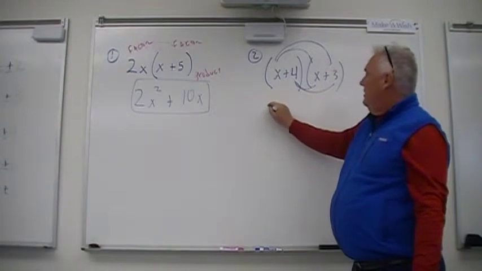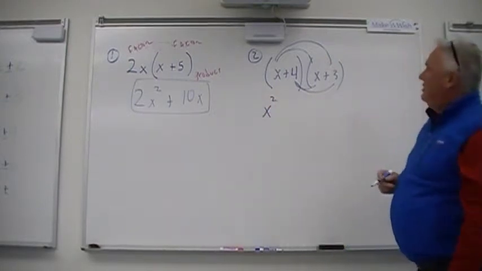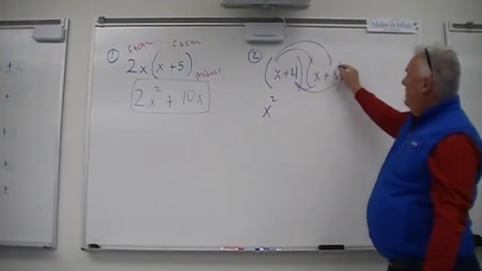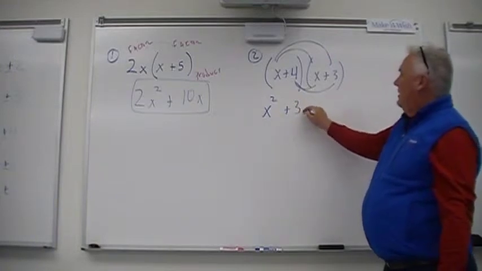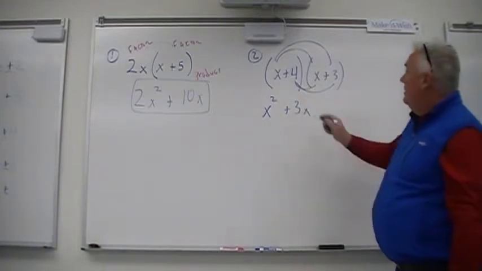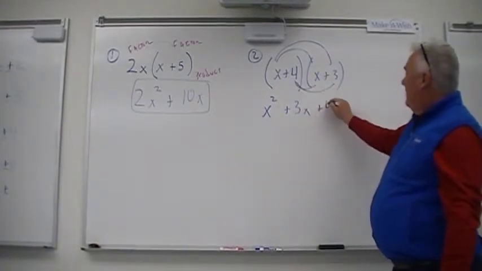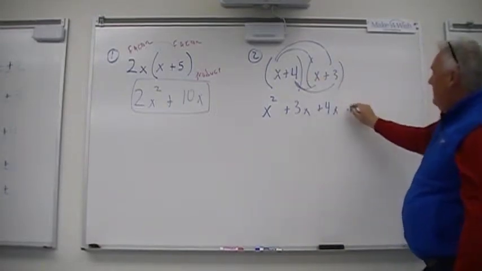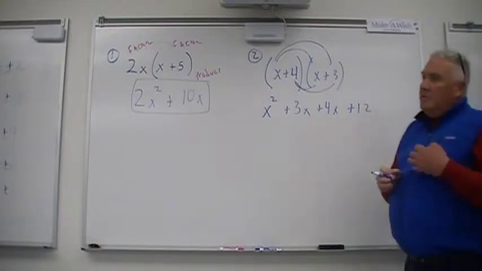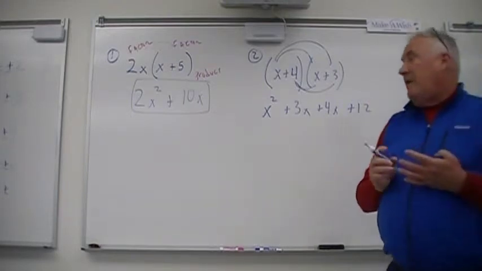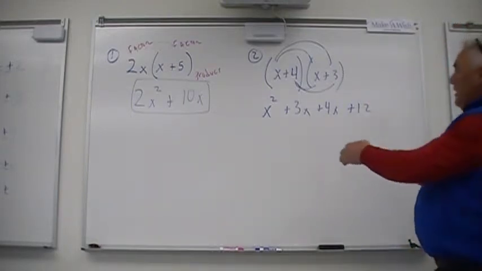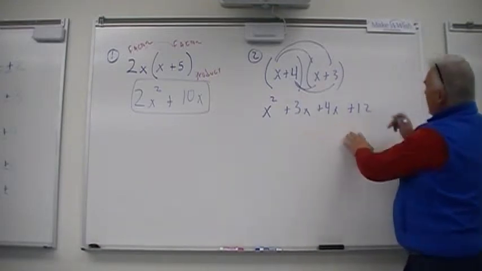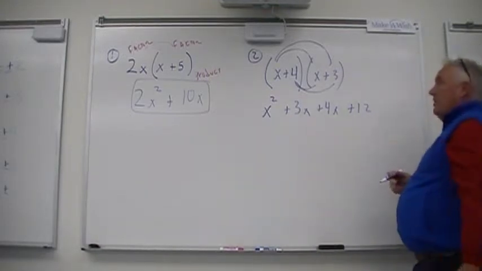X times x, x squared. X times 3, plus 3x. 4 times x is right there, and then 4 times 3 is 12. So those are the 4 multiplications that we have. You'll always have 4 of them, and you can line them up like this. If you want to line them up and down, you can do that too.